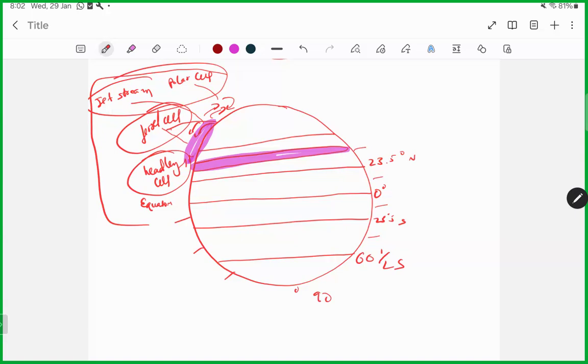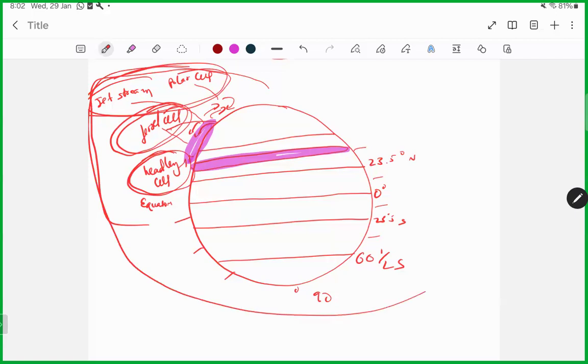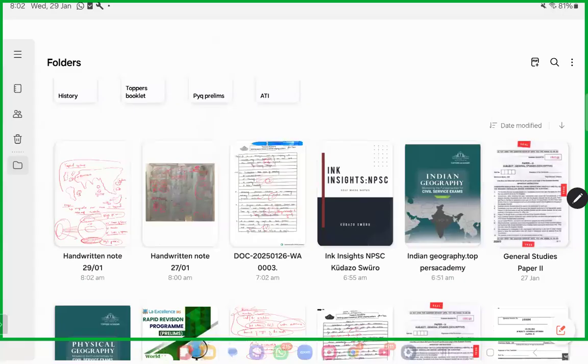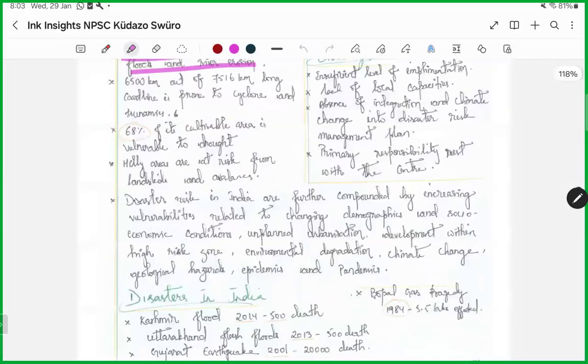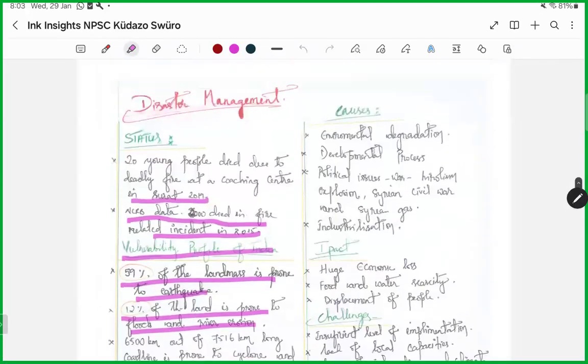Don't forget about the Ferrel cells and Hadley cells when you're writing about the extratropical cyclones, and also don't forget about the jet stream. Make sure that you have a good knowledge of the jet stream. Even yesterday we discussed the jet stream, the Somali jet, and all kinds of jet stream, which also affect climate in India. Extratropical cyclones, do you have any question? If there is no question, then that is all about the tropical cyclones and extratropical cyclones.